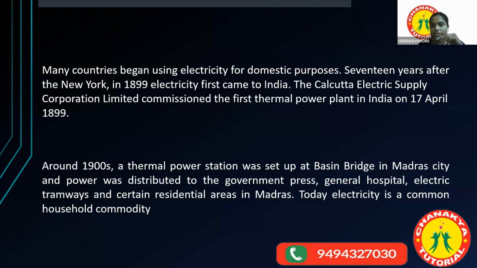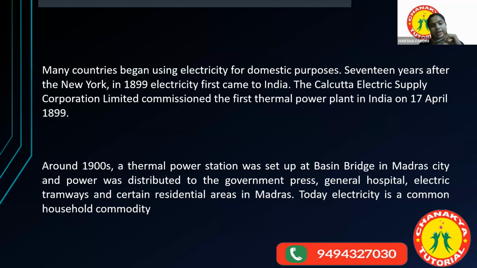The Calcutta Electric Supply Corporation Limited commissioned the first thermal power plant in India on 17 April 1899. So first we got a thermal power plant in India in Calcutta. That is called Calcutta Electric Supply Corporation Limited. Commissioned, in the sense, they took the order to make electricity in India.